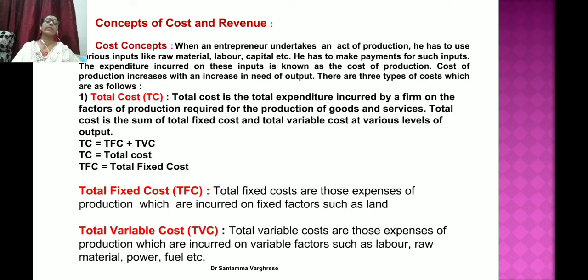When an entrepreneur undertakes an act of production, he has to use various inputs like raw materials, labor, capital, etc. He has to make payments for such inputs. The expenditure incurred on these inputs is known as the cost of production. Cost of production increases with an increase in the level of output. Now, when we explain it in a brief manner, what is known as cost of production?